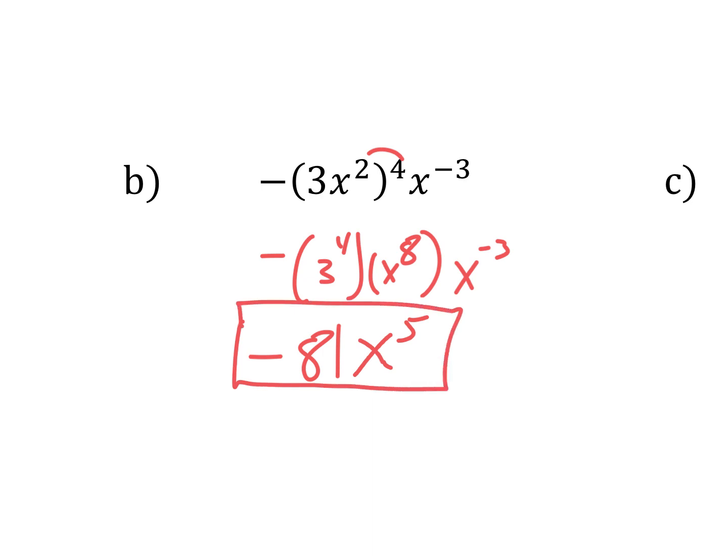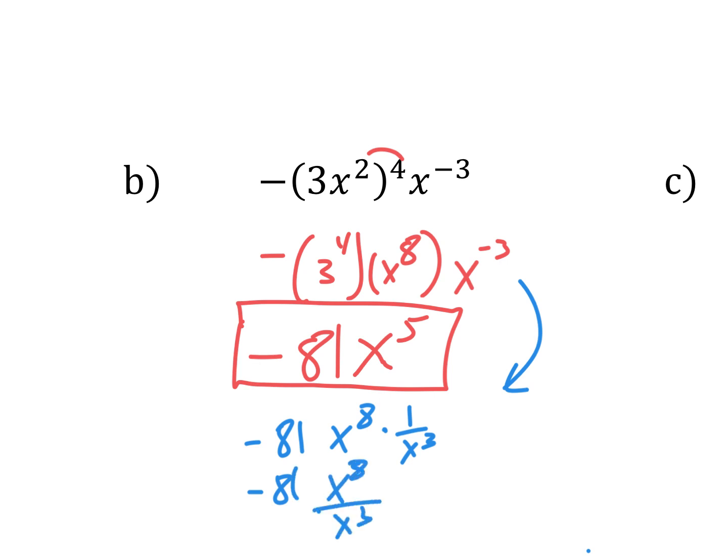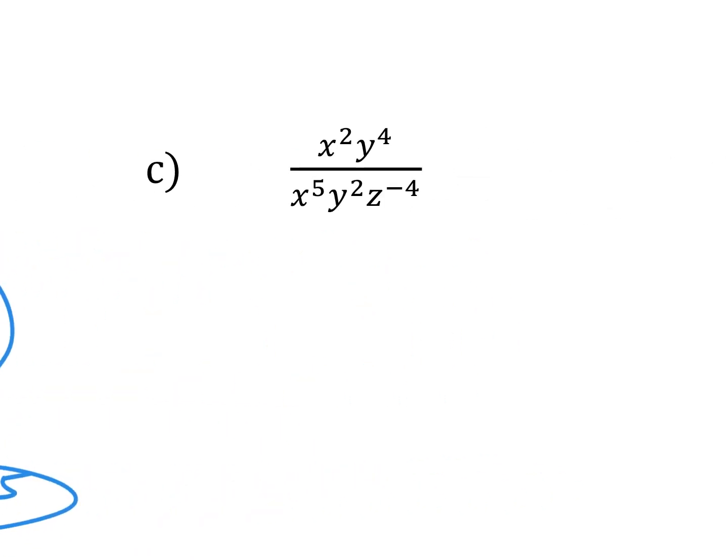Okay. Option 2 would be to take that and make that x to the 8th times 1 over x cubed. And this is x to the 8th over x cubed. And we can use our division rule and subtract. That's another way to get to the same answer. Okay. How about this one?